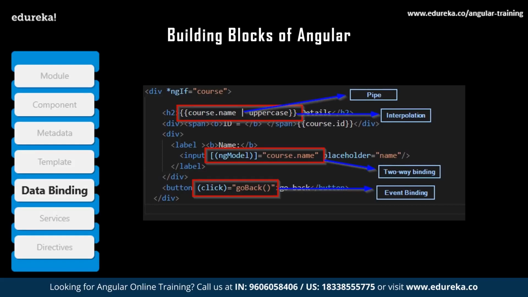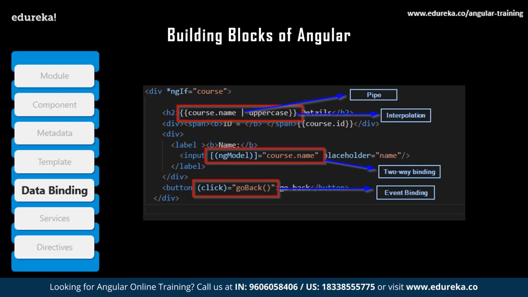So as you can see over here, this input line is an example of two-way data binding. Now it is because of this line that I was able to manipulate the name of the course plus see the changes in the name itself. This button click over here is an example of event binding. The course ID that you see over here is interpolation or property binding.